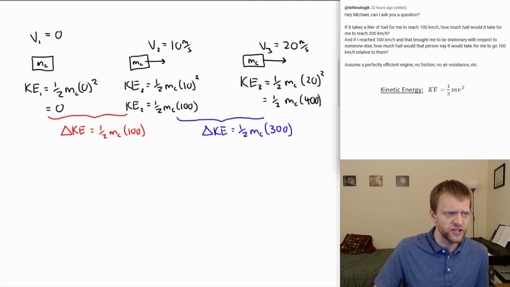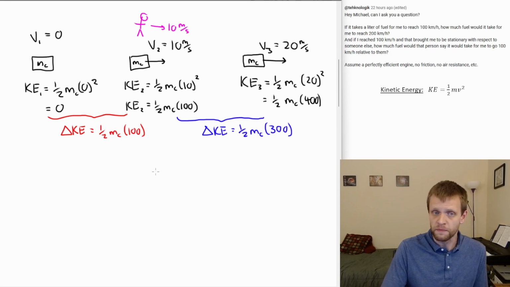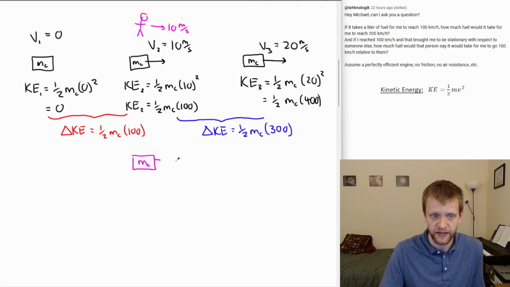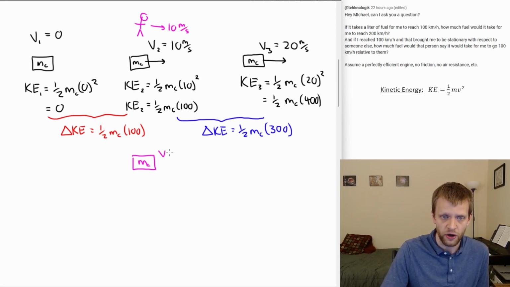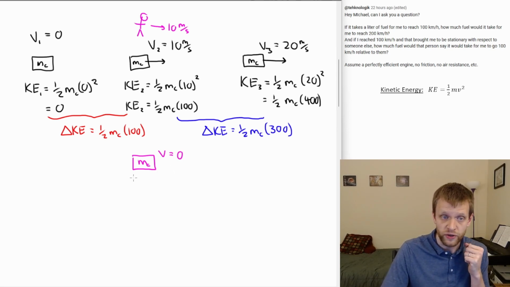So let's say there's a new person here that is already moving at 10 meters per second. From their perspective, this car is at rest. So from their perspective, the velocity of the car at this point is just 0. So their kinetic energy in this new person's reference frame would just be 0.